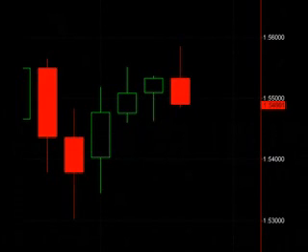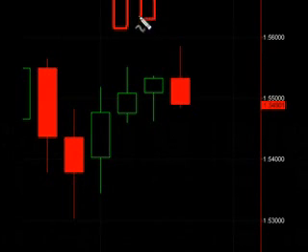The simplest way to define a fakie is an inside bar breakout that fails. Now an inside bar looks like this. You have an outside bar, we then have a bar that is within the high and the low of the outside bar. So that's the inside bar. The breakout would be a move to the downside or to the upside of this bar. So a breakout either way is what we'd be trading.